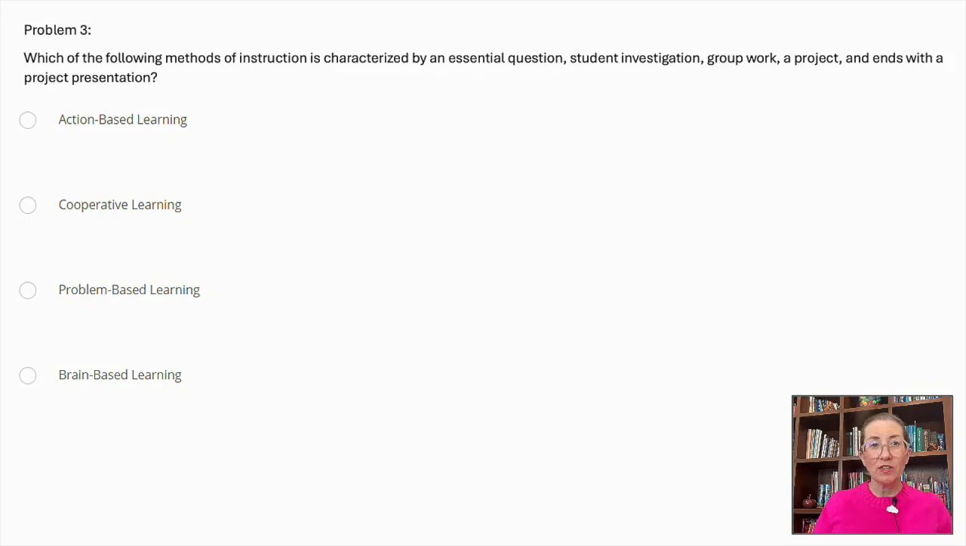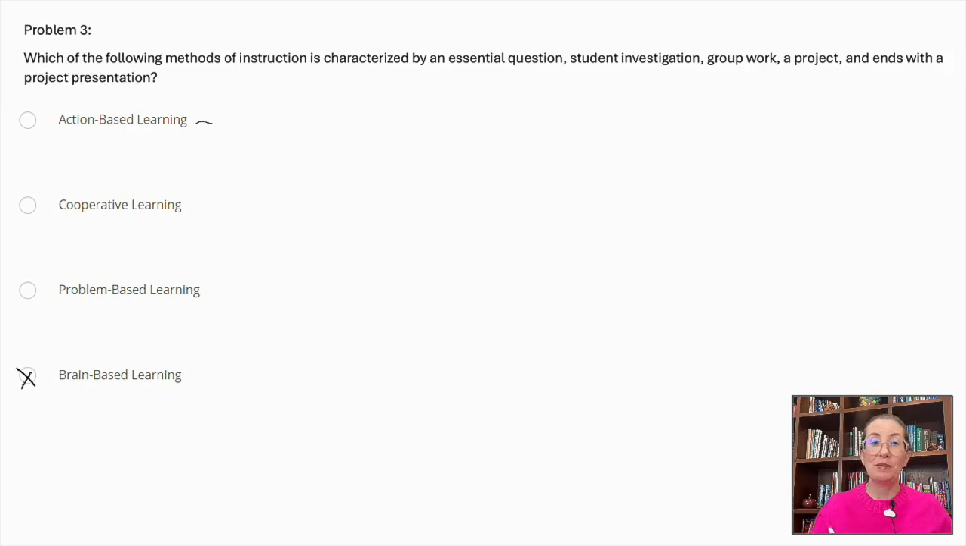Problem number 3. Which of the following methods of instruction is characterized by an essential question, student investigation, group work, a project, and ends with a project presentation? Action-based learning, cooperative learning, problem-based learning, or brain-based learning? Beginning there. Brain-based learning is based on principles of neuroscience to enhance learning. It doesn't specifically involve the structured process of problem-solving, investigation, and project presentation as described, so we can eliminate that.